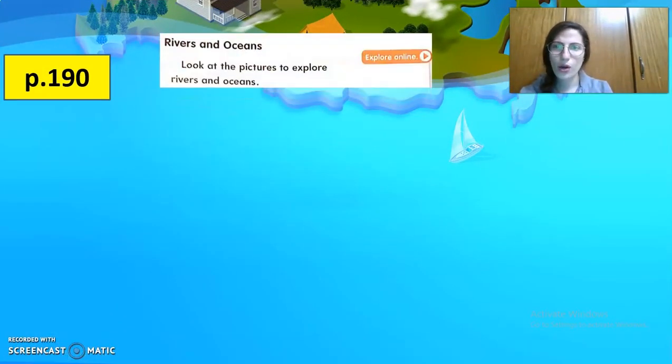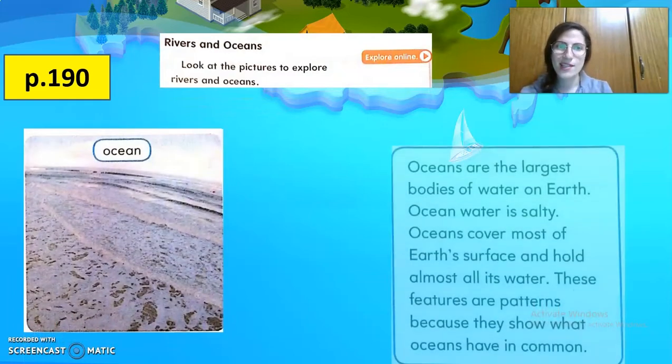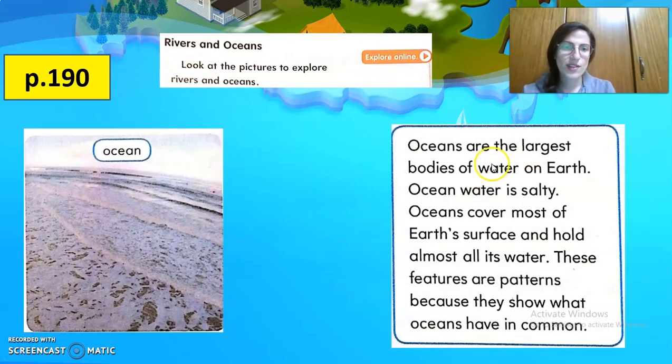What about the oceans? Take a minute to observe the picture carefully. So let's read together. Oceans are the largest bodies of water on Earth. Oceans' water is salty. Oceans cover most of Earth's surface and hold almost all its water. These features, remember, features means characteristics, are patterns because they show what oceans have in common. Remember, a pattern is something that is repeated.